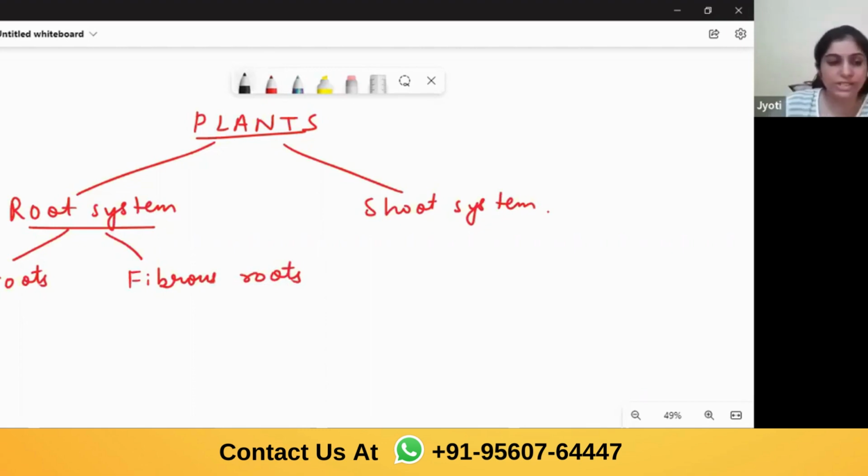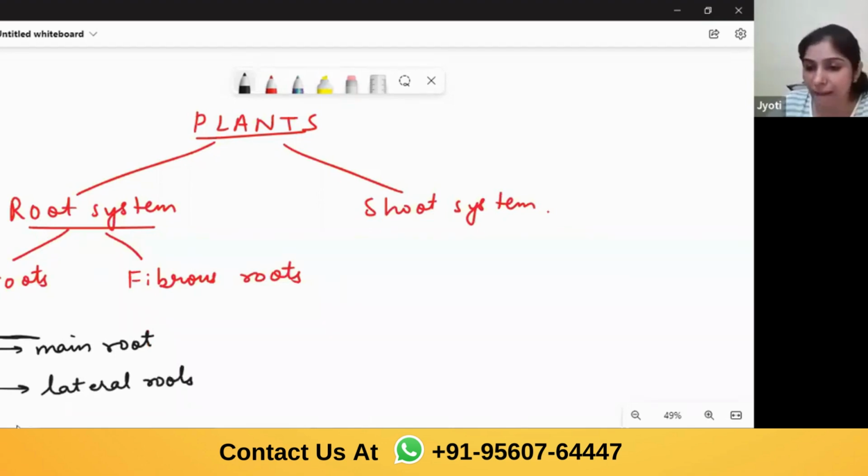See, what happens in tap roots, there is a main swollen root in the middle. This is the swollen root, and this is the level of the soil. The main root is thick. This is known as a tap root. And some fiber-like roots come out from this main root. These are known as lateral roots. The center thick one is known as the main root, and the fibers which come out from the main root are known as lateral roots. This is the structure of tap roots.